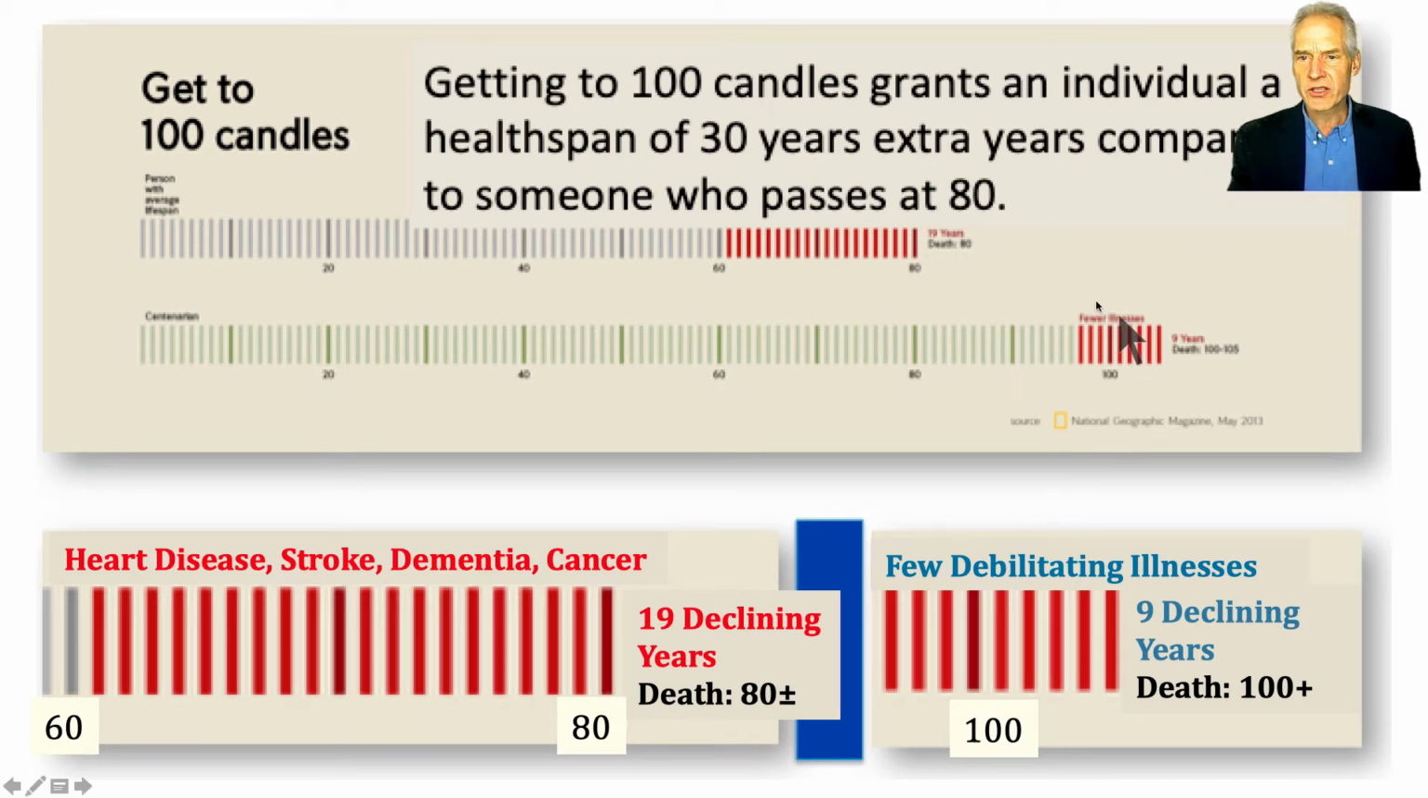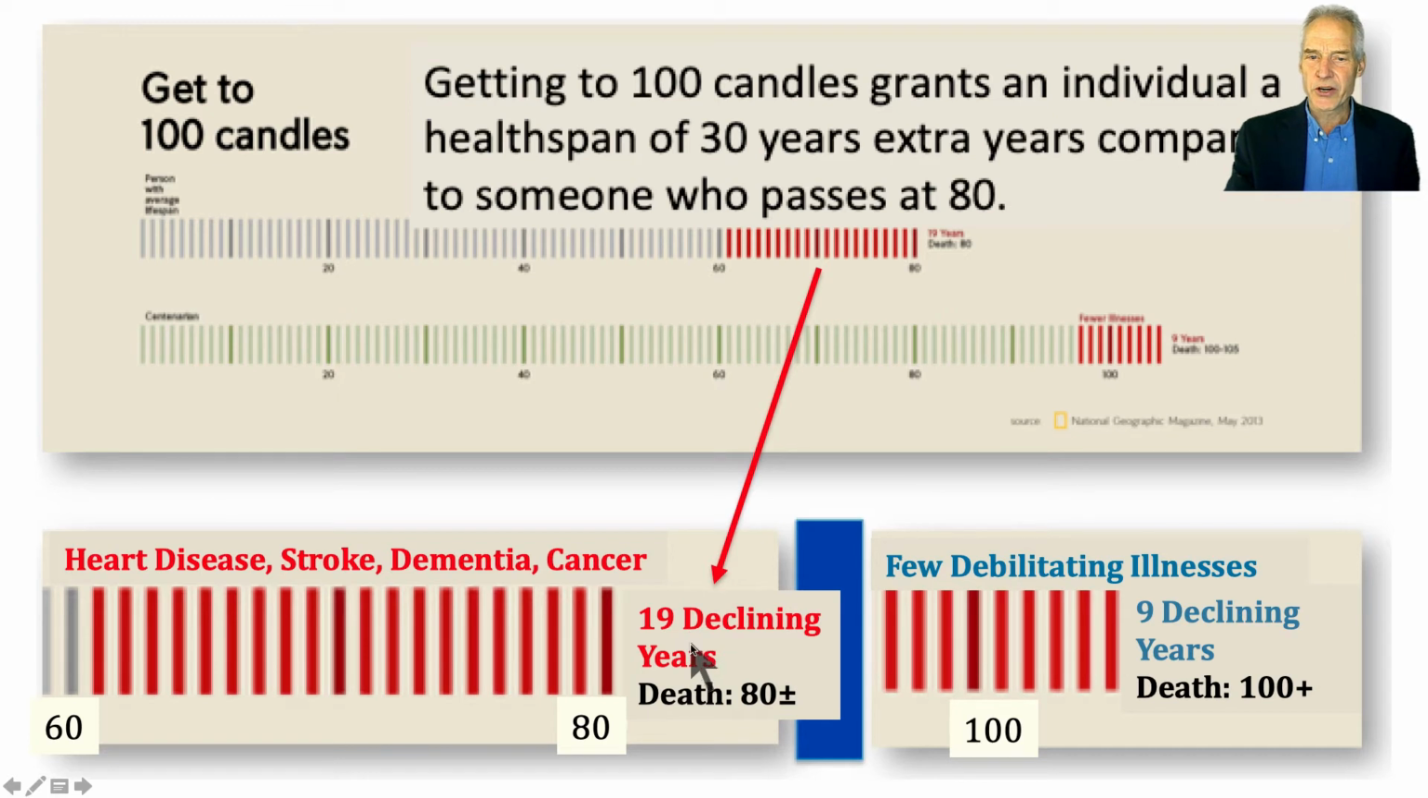So if we break this curve down here and look at this, if you live to 80, you have 19 years of declining health. And it's heart disease, stroke, dementia, cancer are the kinds of things that are leading to the debilitation and early mortality. Whereas people that are living to 100 only have 9 years of declining health. It's a huge difference in health span, and they have few truly debilitating illnesses.